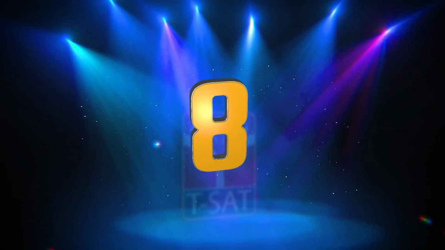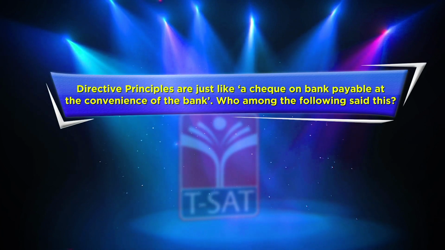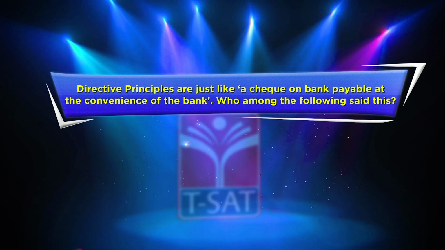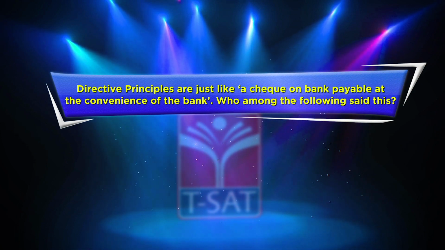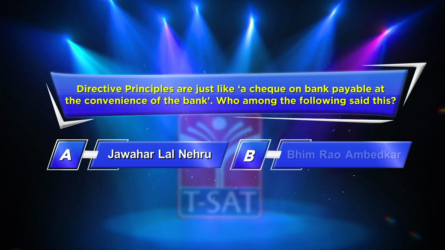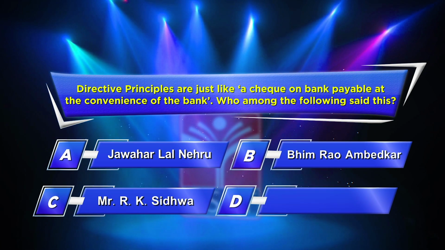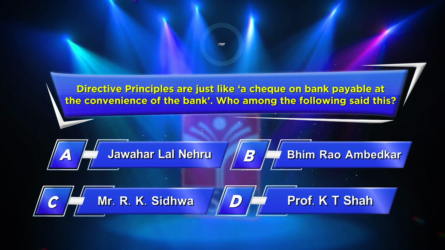Eighth question is about Indian polity and constitution. Directive principles are just like a check on bank payable at the convenience of the bank. Who among the following said this? Option A, Jawaharlal Nehru. Option B, Bhimrao Ambedkar. Option C, Mr. Kamath. Option D, Professor K.T. Shah. Your time starts now.